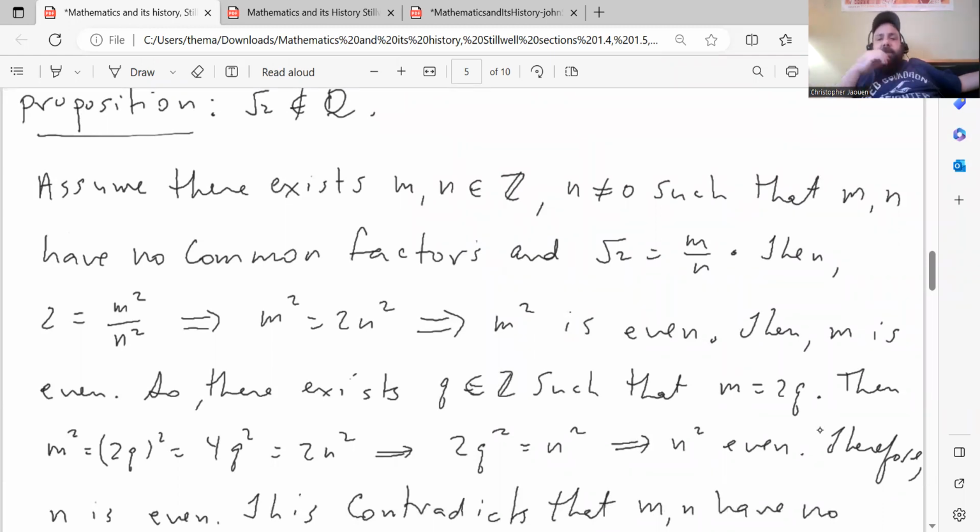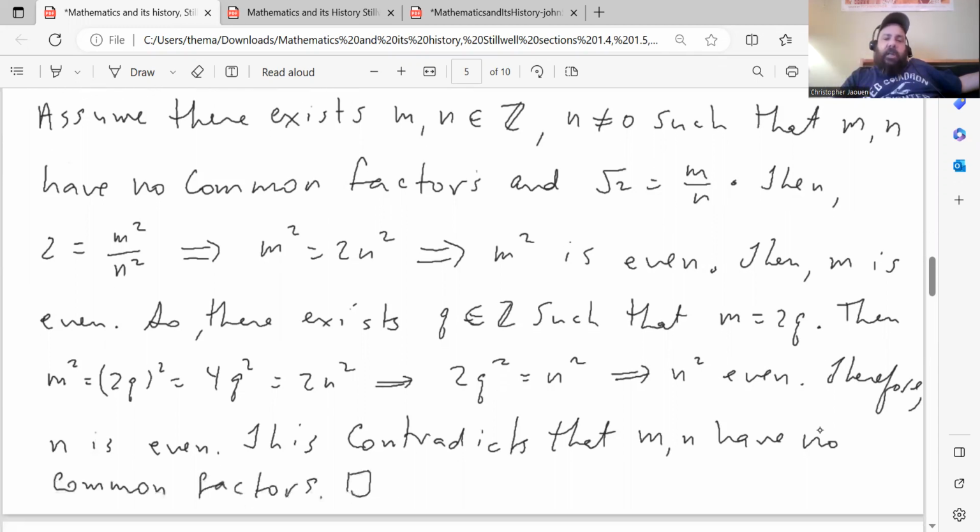Assume there exist integers m and n, where n is not 0, and m and n have no common factors, and that square root 2 is equal to m over n. So m and n having no common factors means that m over n is in reduced form. All right. Then if you square both sides, that means that 2 is equal to m squared over n squared. And multiplying both sides by n squared gives you m squared is 2n squared. But by the previous lemma, that means that m squared is even, which means m is even.